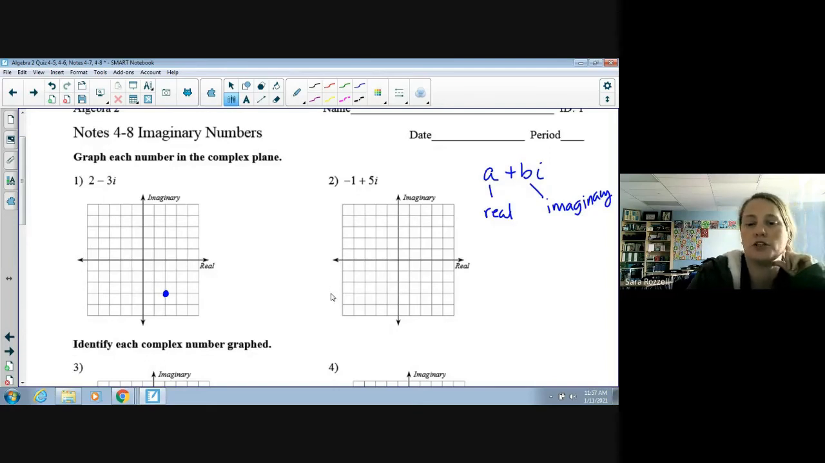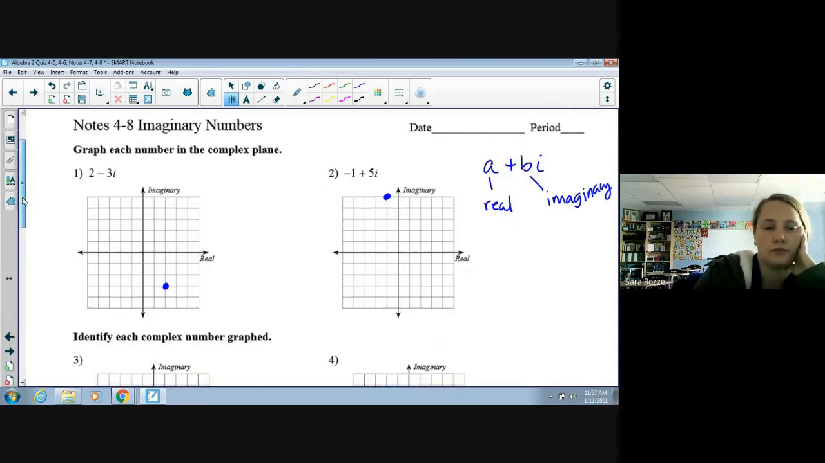Okay, let's look at number 2. What's the real part? -1, and the imaginary part is 5. So I'm going -1 on my real axis and up to 5 on my imaginary. Start at the origin, think about which way you're going, left or right, depending on positive or negative, and then do that.